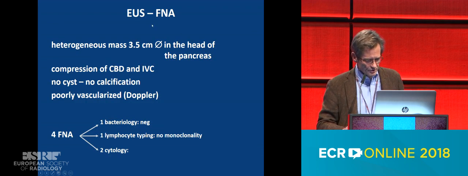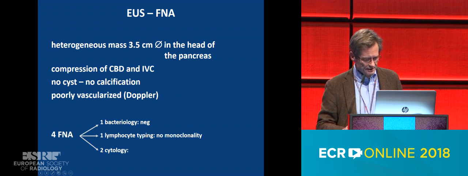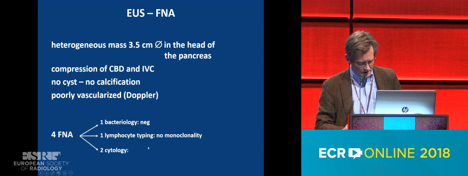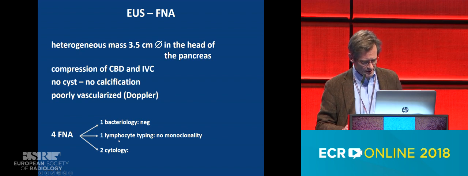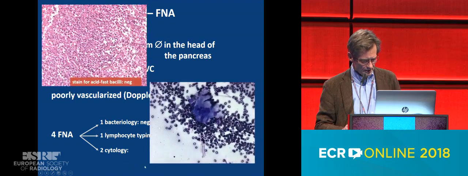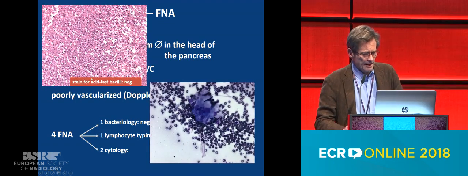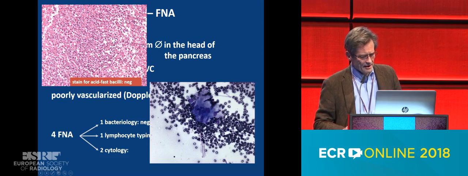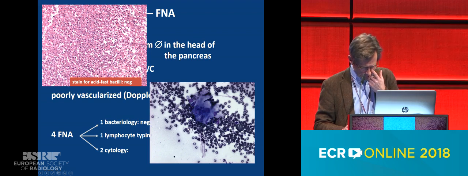So again, an US was done that displayed this heterogeneous mass with compression of the common bile duct and IVC, no cyst, no calcification, very poorly vascularized. Four FNAs were obtained, one for bacteriology that was negative, one for lymphocyte typing, no monoclonality was obtained, and two for cytology, and cytology displayed a negative stain for acid-fast bacilli and a very large cell with some kind of caseous necrosis.